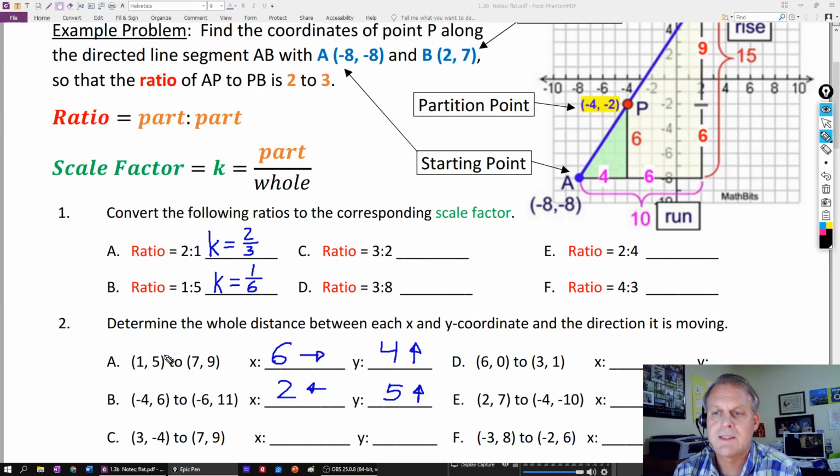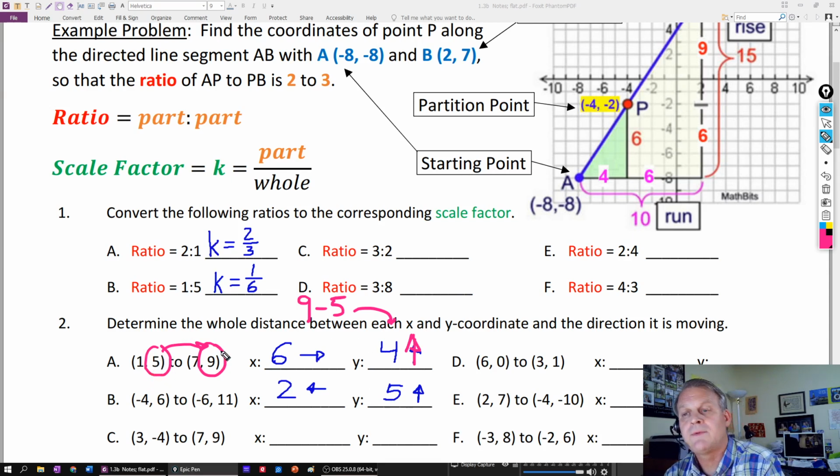Now let's change the color here. Let's look at the y-coordinate. Going from 5 to 9 on the y-axis. Now we're thinking about the y-axis. We are going from a small number to a bigger number, so we're going up on the y-axis. We're going from 5 to 9, so we could say 9 minus 5, and that gives us 4. So when we go from a y-coordinate of 5 up to a y-coordinate of 9, we're going 4 steps up.